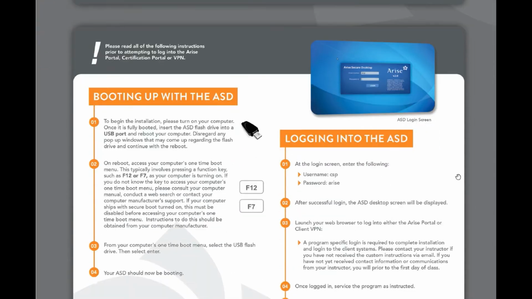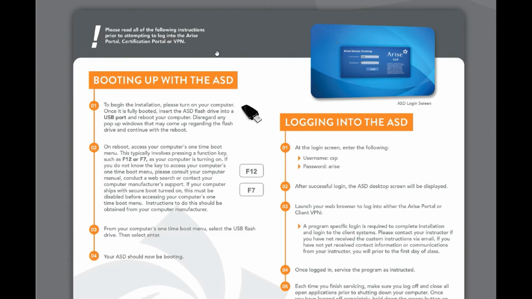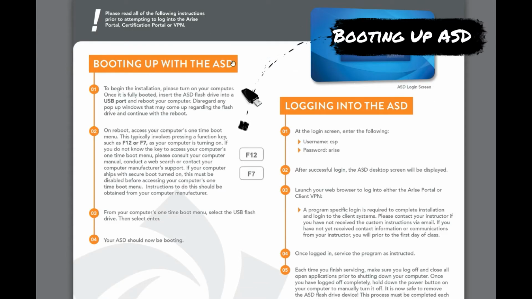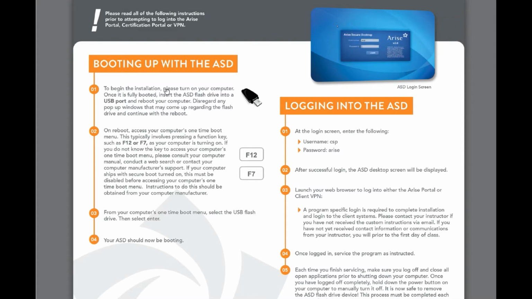Let's take a look at the bottom of the page. Please read all the following instructions prior to attempting to log into the Arise portal, certification portal, or VPN. So let's go over booting up with the ASD, because that's the first thing you're going to do. You're going to plug in the ASD and boot with it. On step 1, to begin the installation, please turn on your computer. Once it is fully booted, insert the ASD flash drive into the USB port and reboot your computer. Disregard any pop-up windows that may come up regarding the flash drive and continue with the reboot.